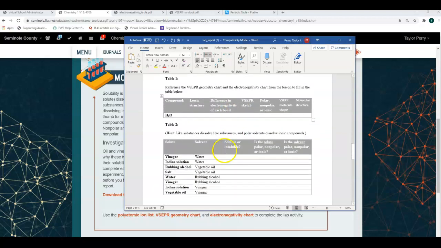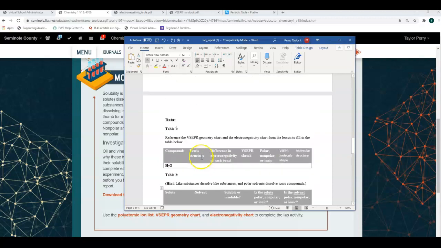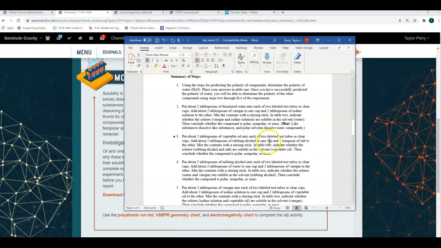In fact, if you look at these tables, look at what it says, vinegar and water. Not rubbing alcohol and water, vinegar and water. We use rubbing alcohol later, so just keep that in mind, all right? But anyway, they give you the steps. You don't have to list any steps here. They give it to you here.